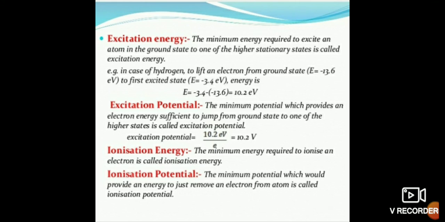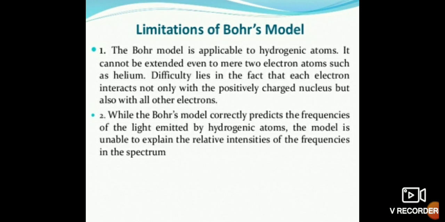Ionization energy. The minimum energy required to ionize an electron is called ionization energy. Ionization potential. The minimum potential which would provide an electron enough energy to just remove an electron from an atom is called ionization potential. Limitation of Bohr's model.